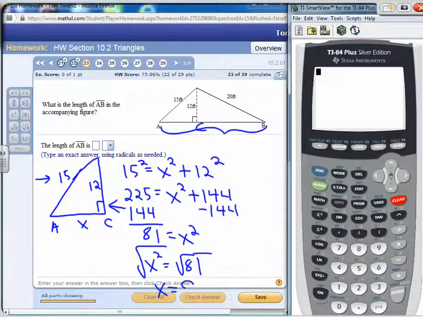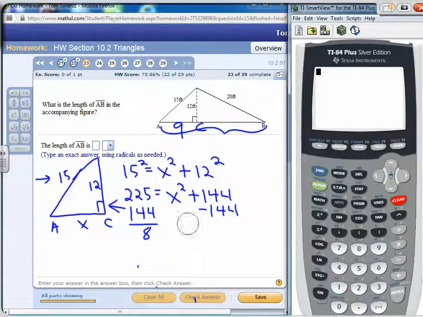Because 9 times 9 is 81, that means x equals 9. So from A to C is 9, right? There's the 1, okay? Now we've got to go with the other triangle. Same idea to go from C to B. So that's 9. Now we'll go ahead and look at the other triangle.